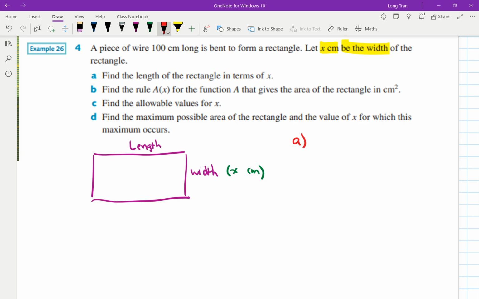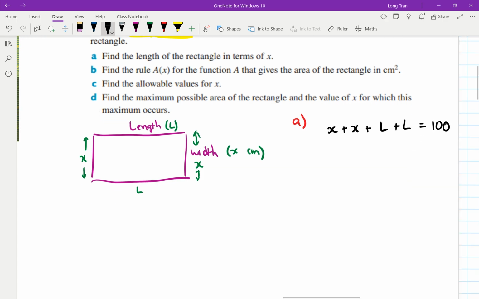So in this case, what we know is that the width is x centimeters long from here to here, and it also tells us that from here to here is also x. We don't know what the length is, but we'll call it L for now. Now, we know that this rectangle was made up of 100 centimeters of wire. So if you added all of the lengths together, it should add up to the piece of wire, which is x plus L plus L, and so on, should give you 100 centimeters.